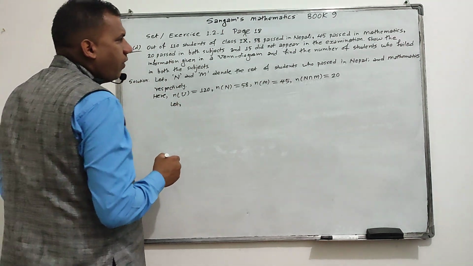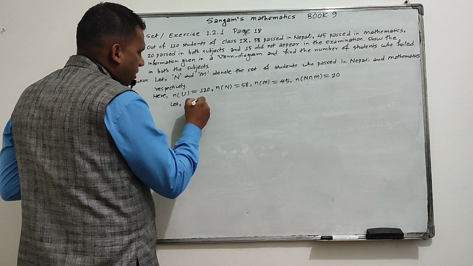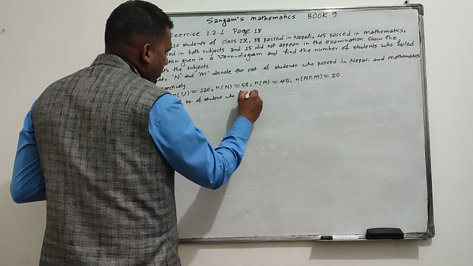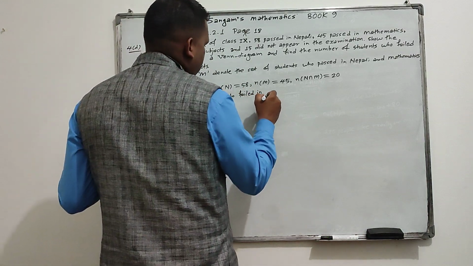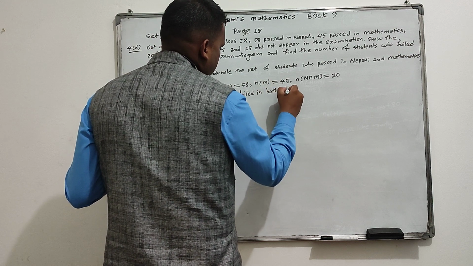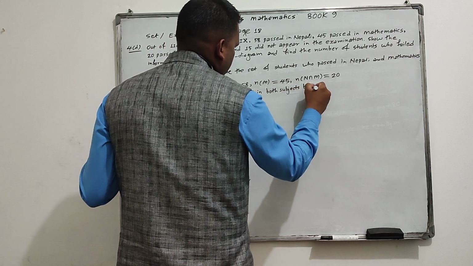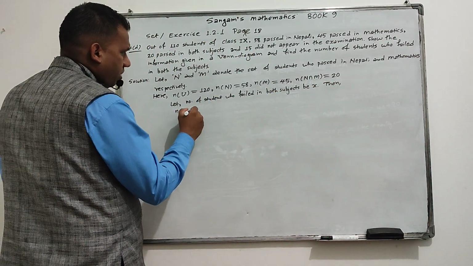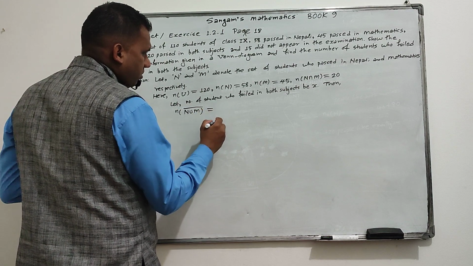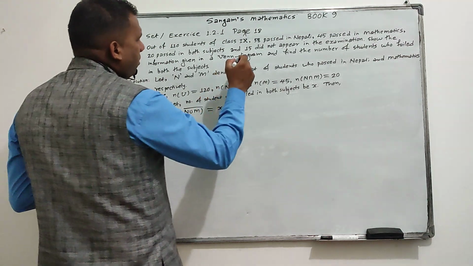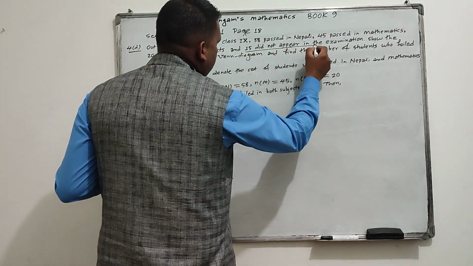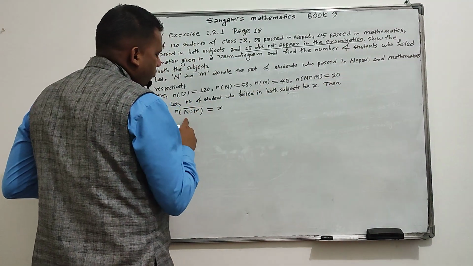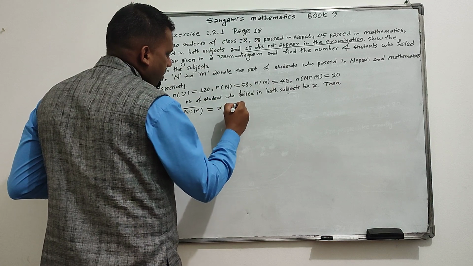Let the number of students who failed in both subjects be x. Then n((N union M) whole complement) equal to number of failed students plus number of absent students who did not appear in the examination. That is also the complement part. So n((N union M) whole complement) equal to x plus 15.